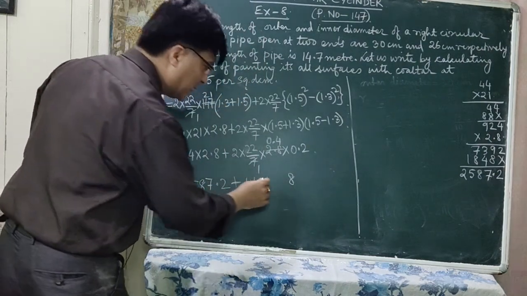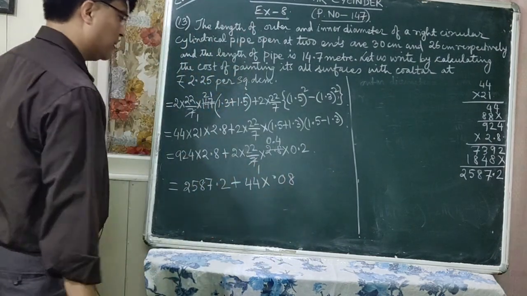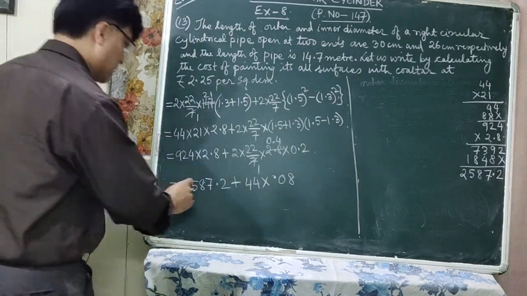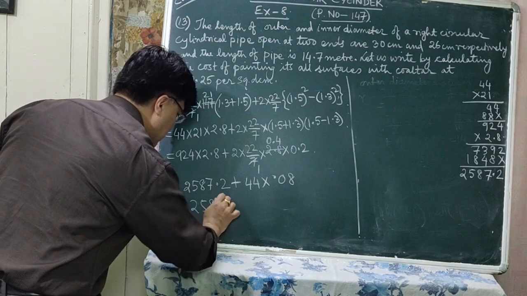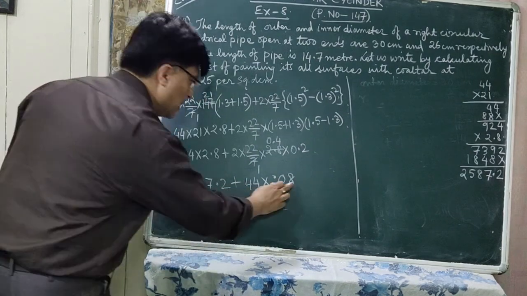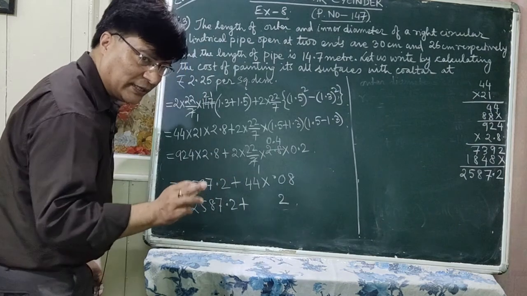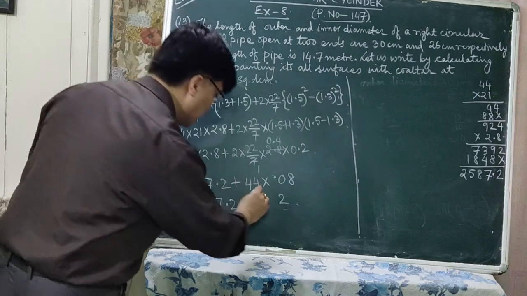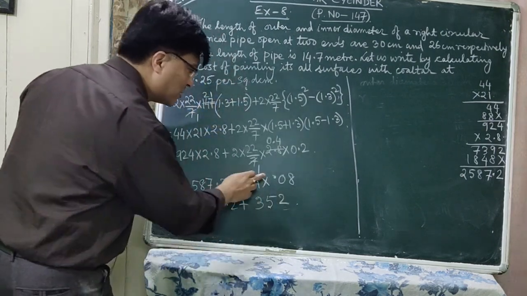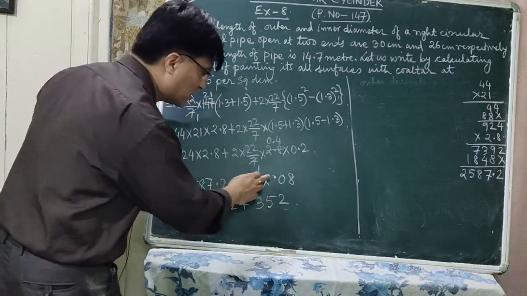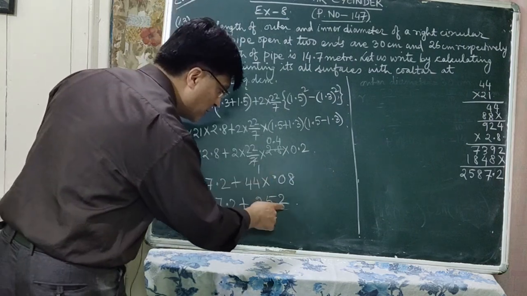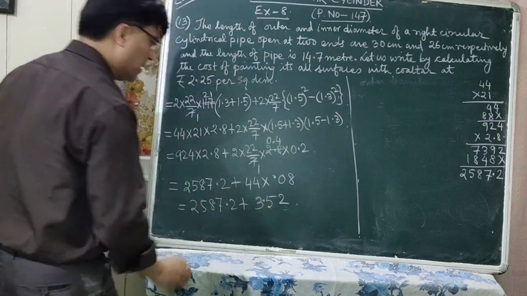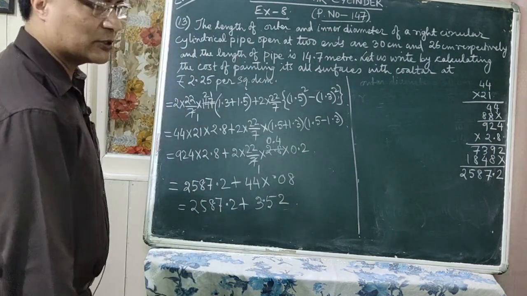So you have 0.08. Is that clear? Now multiply 44 into 0.08. So it is 2587.2 plus 8 4s are 32, 2, 3. 8 4s are 32 plus 3 is, what is 32 plus 3? 35. So after decimal point, there are two figures. You have to write down decimal point before two figures, that is before 2 and 5. It is 3.52. I think you have understood it.